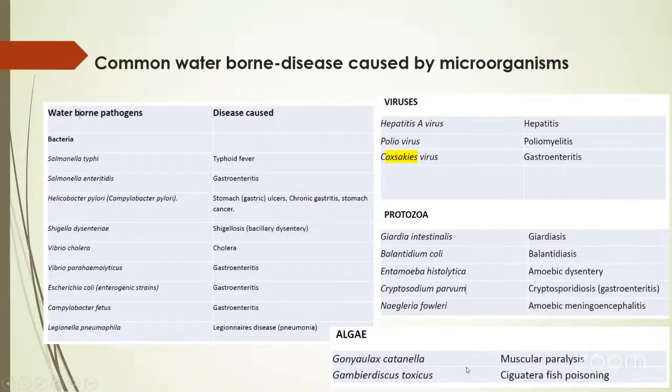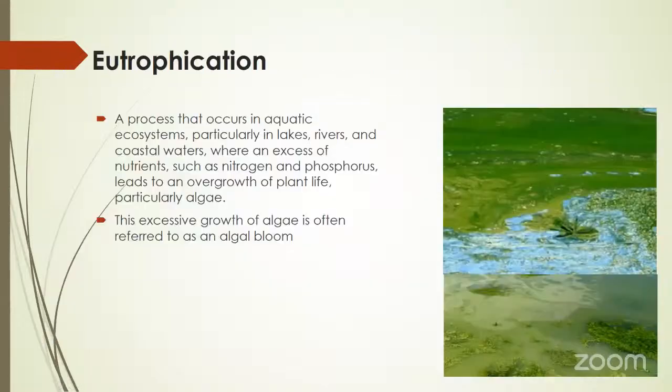meningoencephalitis. The algae, such as Gonyaulax catenella, cause muscular paralysis. And Gambierdiscus toxicus can cause fish poisoning. So those of you that like to eat fish that are not properly cooked, these are the risks in it. So let's talk about eutrophication.